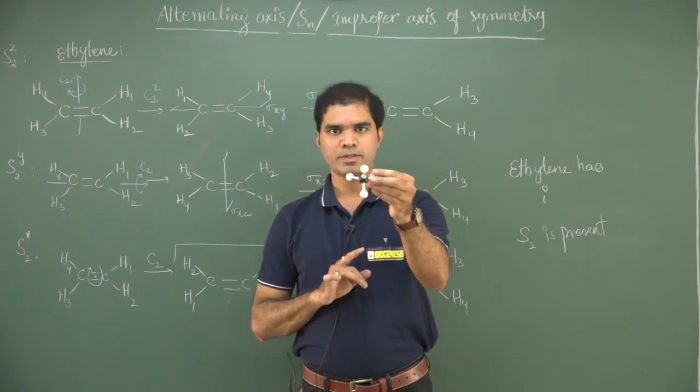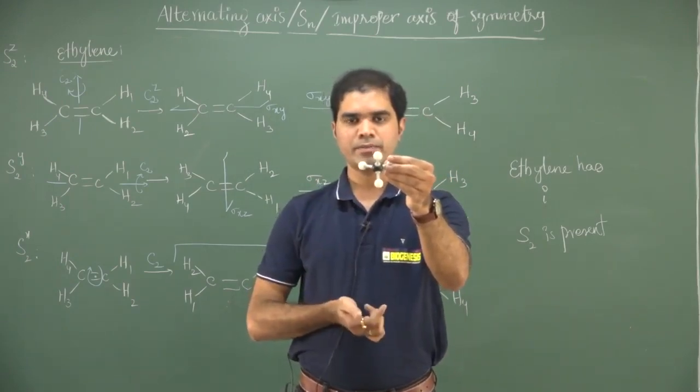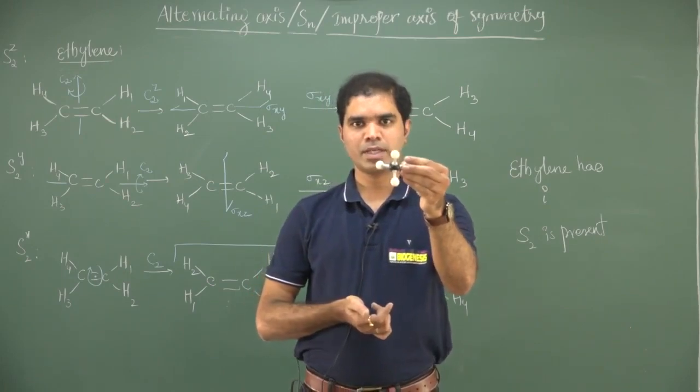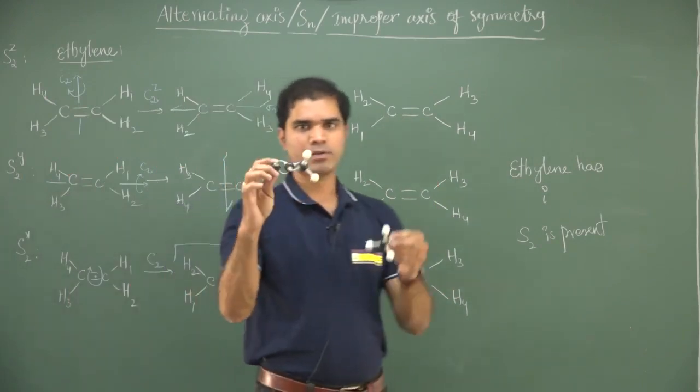Now I am giving you the reference. Hold it this way and try to get which improper axis is present in it. In the same way, you also try to do it for allene.